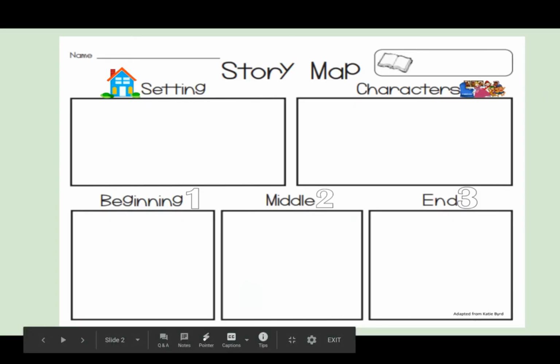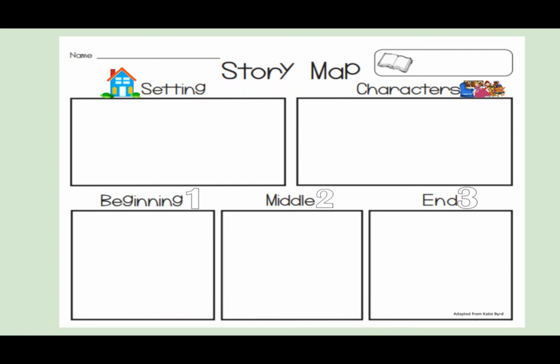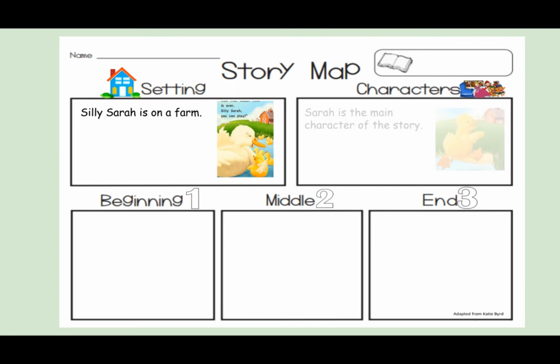Now that we have finished reading the story, we're going to fill out our story map. This week, we have already filled out some parts of the map. For example, we filled out the setting, which is where the story takes place. Silly Sarah is on a farm. We also filled out the characters. We know that Sarah is the main character of the story.